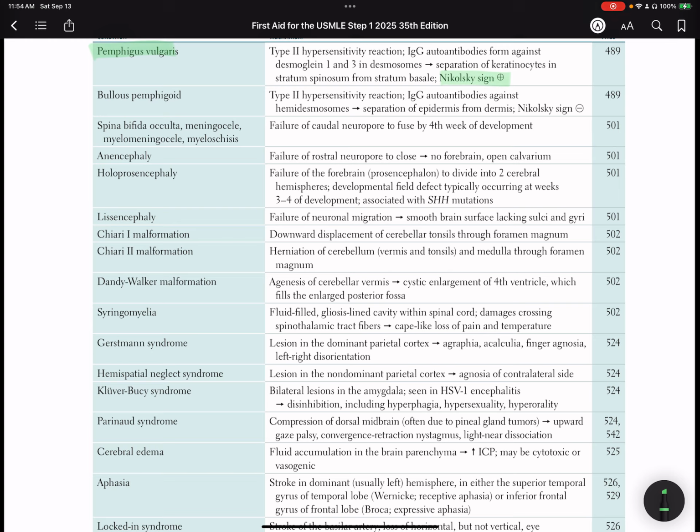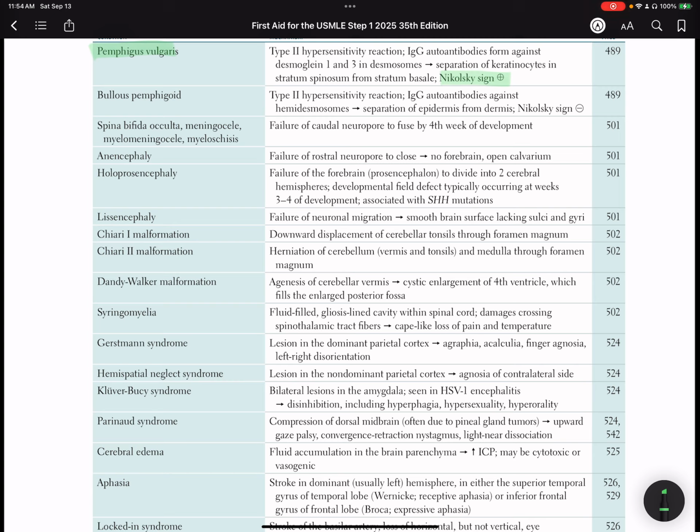Bullous pemphigoid is a type 2 hypersensitivity reaction with IgG autoantibodies against hemidesmosomes, causing separation of epidermis from dermis, and you do not see Nikolsky sign. So Nikolsky sign is negative.